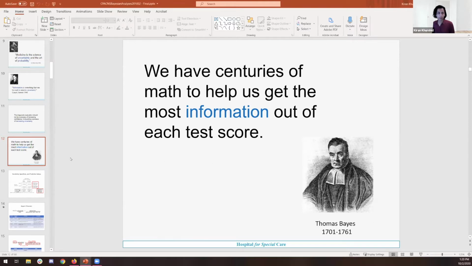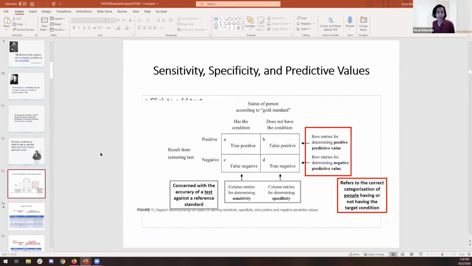And just like Tim said, we want to get as much information as possible from each test score. And just returning to that 2x2 matrix that he introduced earlier, as psychologists, we're familiar with this. We work with this all the time. We have test sensitivity, we have test specificity, but we also have positive predictive values and negative predictive values that we can get about a condition.